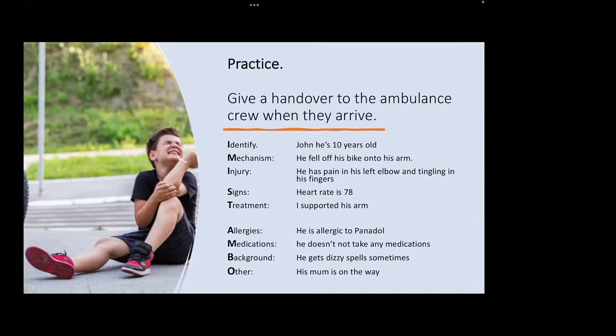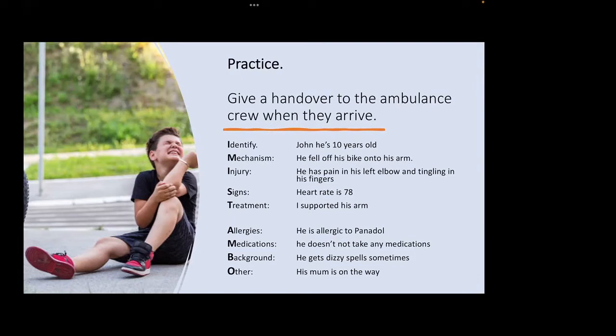The mechanism of the injury is he fell off his bike onto his arm. The injury is he has pain in his left elbow and he's got tingling in his fingers. We can't determine if he's had a fracture yet. That's something for X-ray. So the injury is just more about what he's experiencing, what he's suffering.